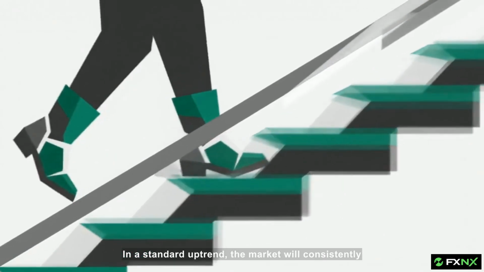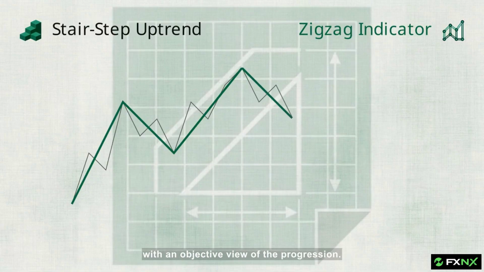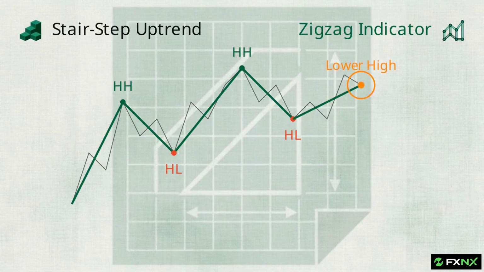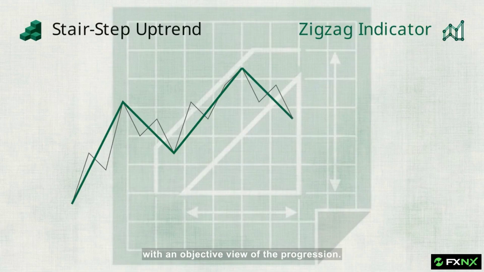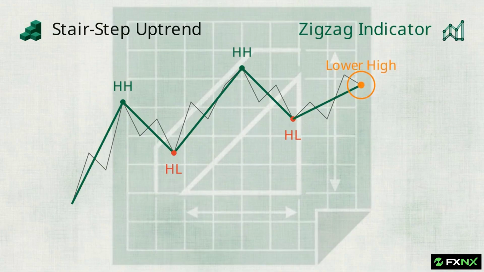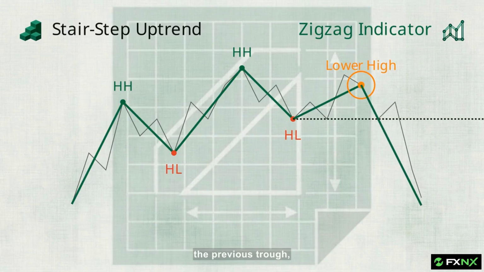In a standard uptrend, the market will consistently create a stair-step pattern of higher highs and higher lows. This diagram shows how the zigzag clearly outlines that upward structure. It filters out the minor pullbacks, leaving you with an objective view of the progression. You know the momentum is stalling when the indicator fails to reach a new peak, printing a lower high. And the moment the next leg plummets past the previous trough, the trend is broken.